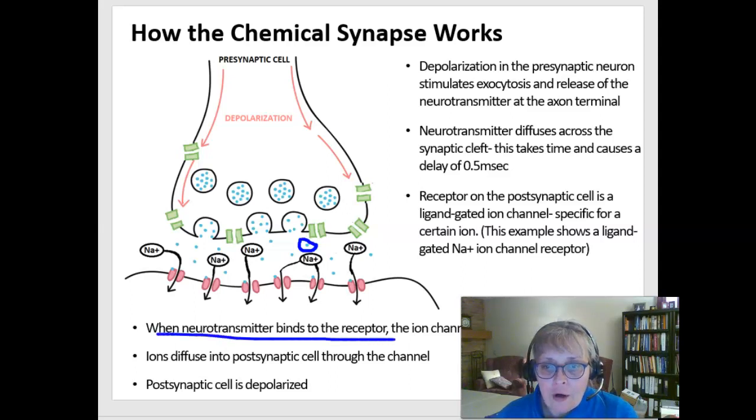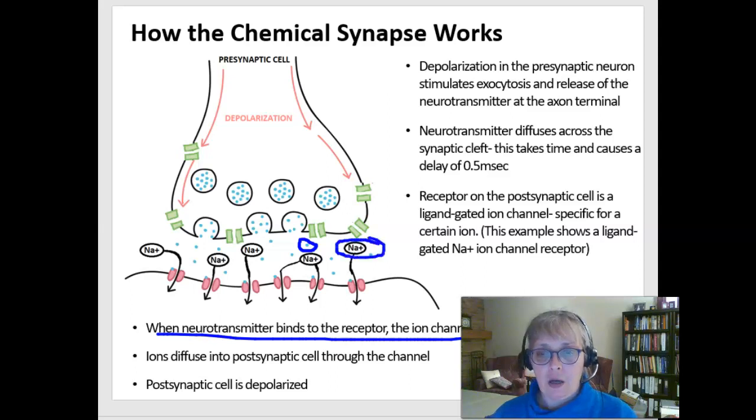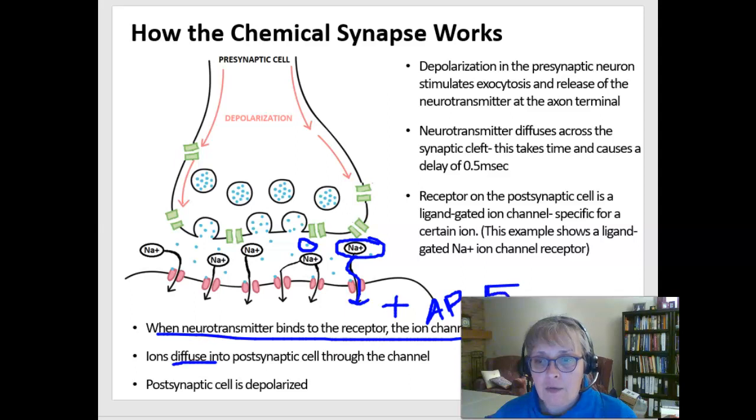Now, when the neurotransmitters bind, these ion channels open, and sodium, which is normally in the cleft, will diffuse down its concentration gradient. And so the sodium will diffuse into the postsynaptic cell, which is then depolarized. And if enough sodium gets in, then another action potential will be achieved. So that's only going to happen if it reaches positive, I'm sorry, negative 55 millivolts.